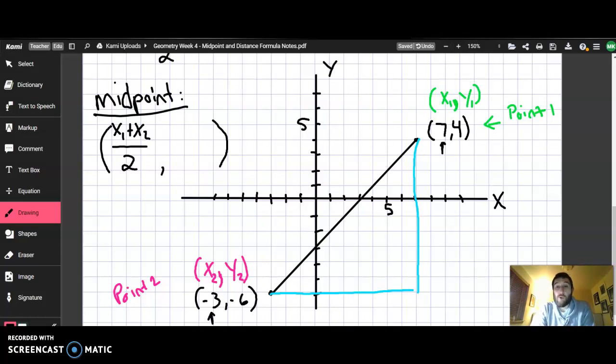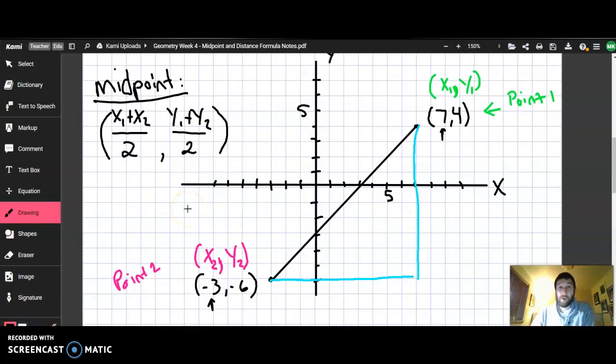Then we're going to do the same thing for the y's. y sub 1 plus y sub 2, all divided by 2. And because of the fact that we're talking about addition, it doesn't matter what order you write it. You could write the second point first or the first point first. Addition can happen in any direction.